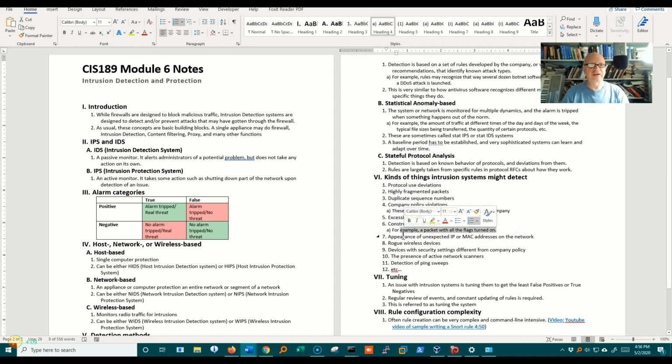Flags. Certain packets should only have certain flags turned on. But what happens if a packet comes in with all the flags turned on? That happens to be a type of attack called a Christmas tree attack, and we need to recognize that pattern, because that is not the way those protocols should work. So that is our stateful protocol analysis.